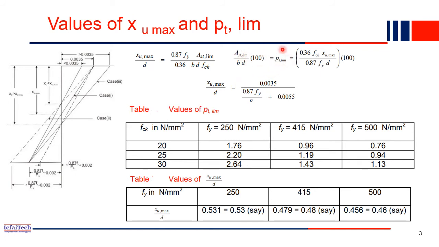So PT limit, percentage of tension steel limit, means the maximum value it should be. From this expression only you can derive this part, and this is the final expression. PT means the percentage of steel should be like that. Now the percentage of steel varies with what? FCK, what are the variables here? FCK means grade of concrete, FY grade of steel, and XU max by D. Now XU max by D also can be computed.